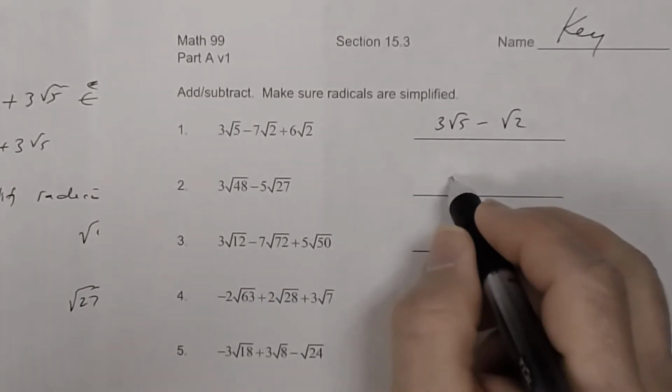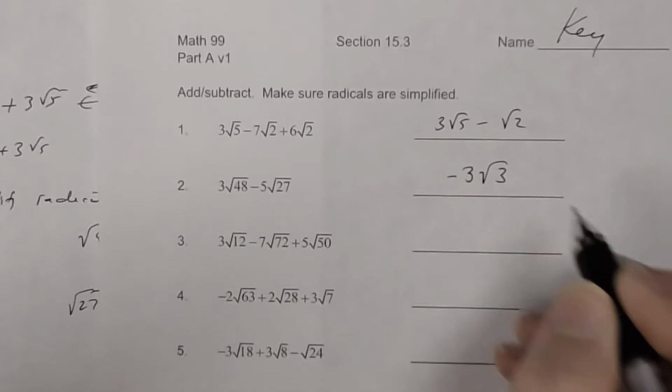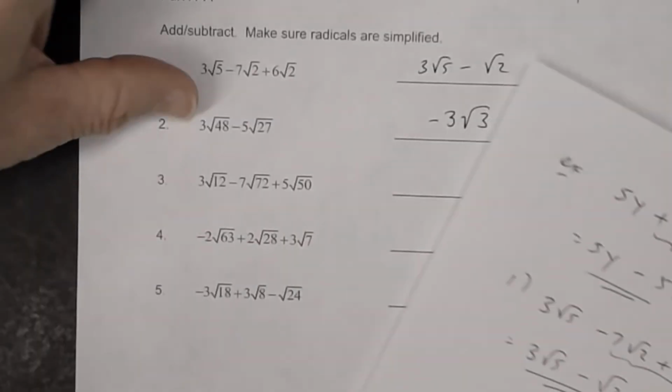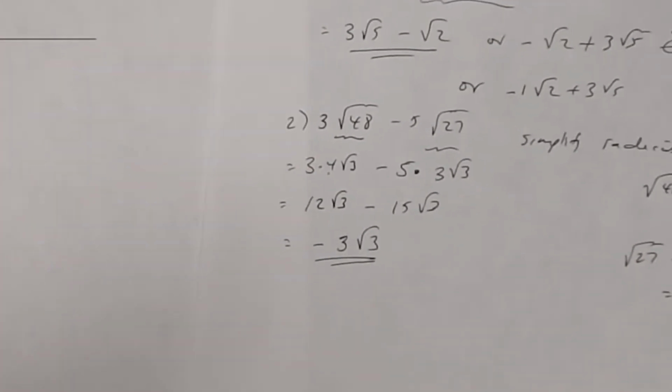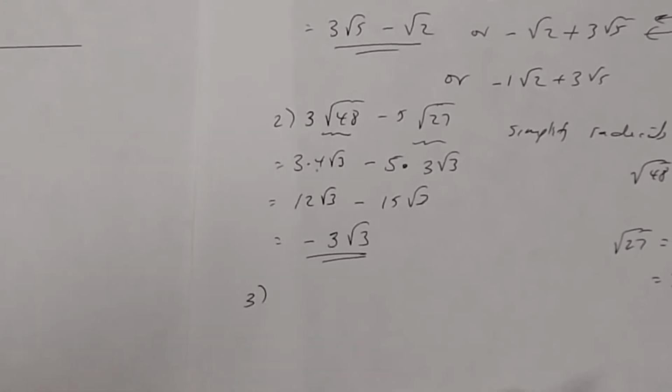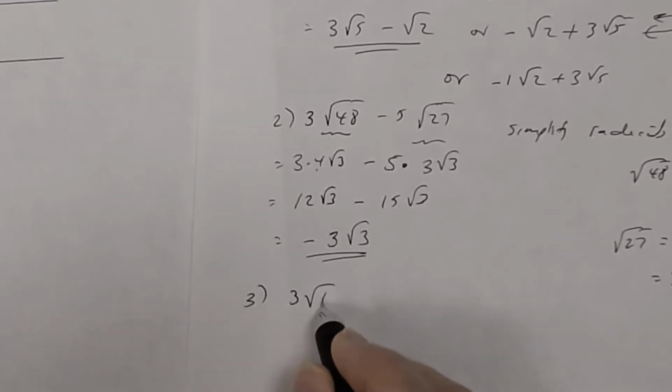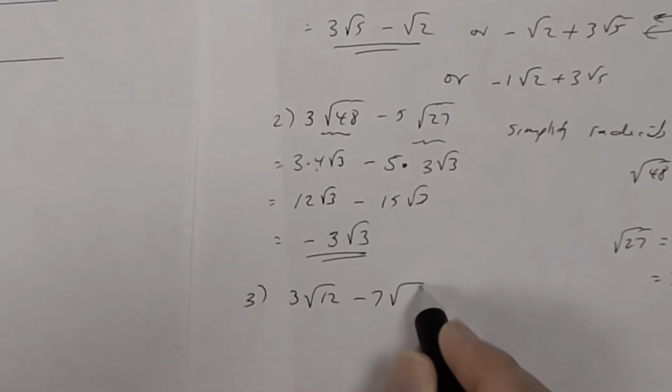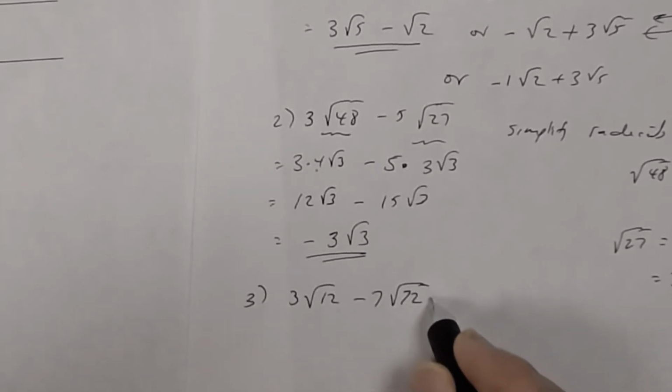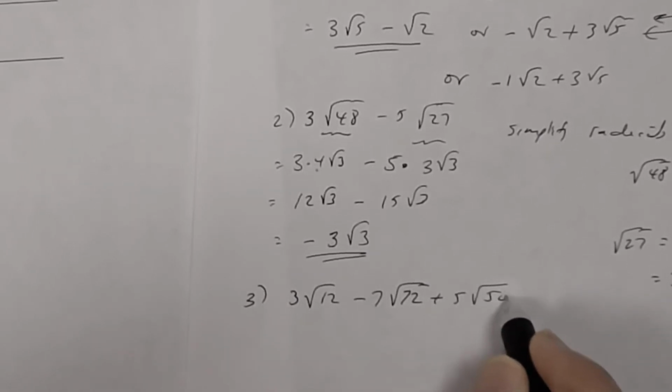So that was number 2. So the answer number 2 is going to be negative 3 square root of 3. All right, let's look at number 3. So number 3, you have 3 square root of 12 minus 7 square root of 72 plus 5 square root of 50.